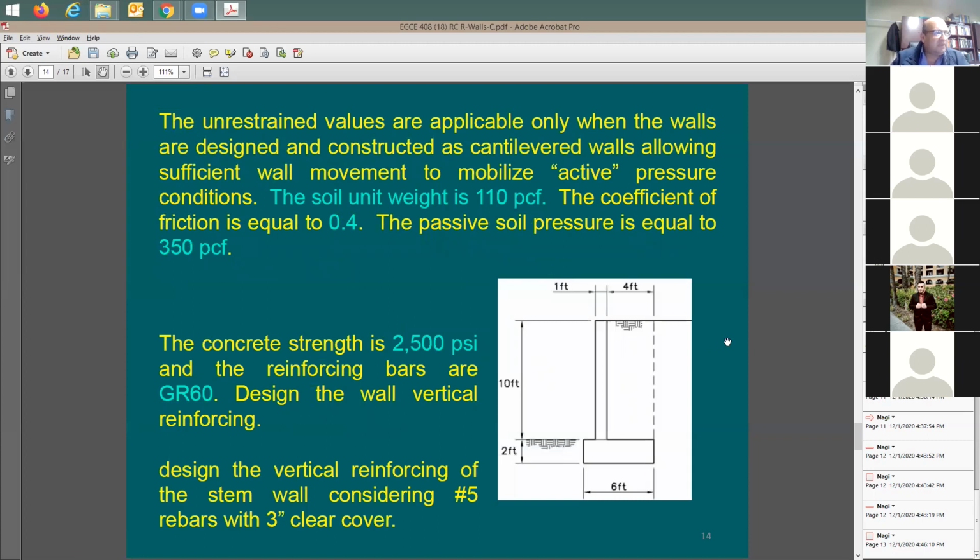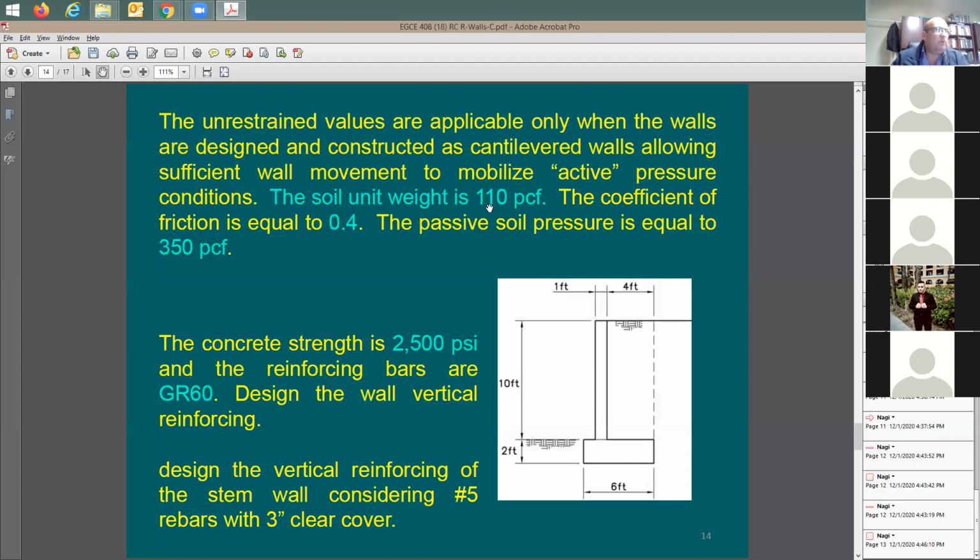Do you have the wall thickness or do you need to find it out? Do you guys have the wall thickness? Yes. Okay, good. All right, so we have the wall thickness. We have also more information about the wall here. We have an explanation of what is meant by unrestrained versus restrained, right? We have also the soil unit weight.